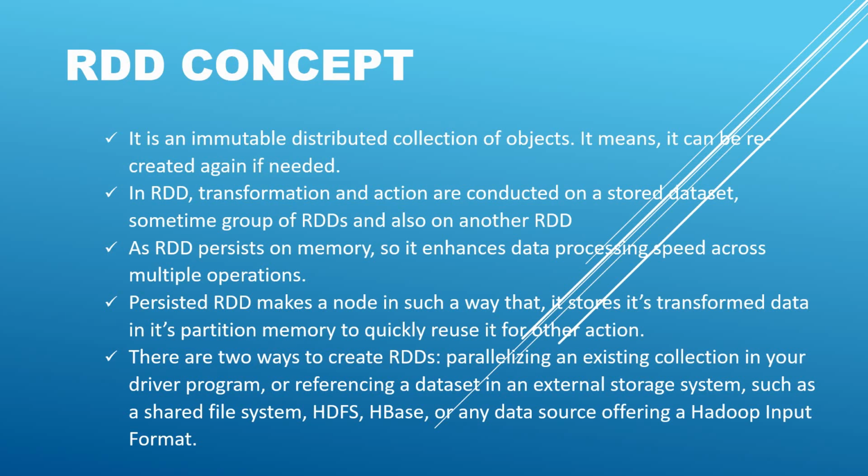Now a persisted RDD makes a node store its transformed data in its partition memory only, for quick reuse in its other actions. As all the transformed data are kept in memory only, it is very easy to reuse. If it was on disk, then it was very difficult and time consuming to take the data from the disk and process the data. So as it persists in memory only, it is very easily reusable for other actions.